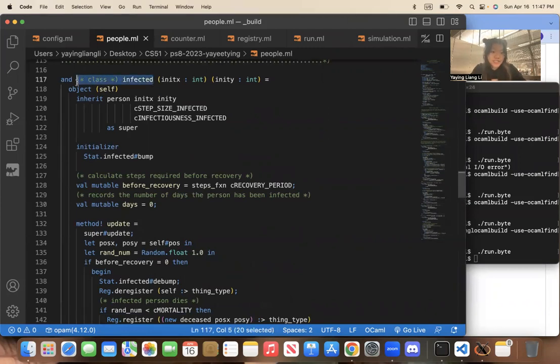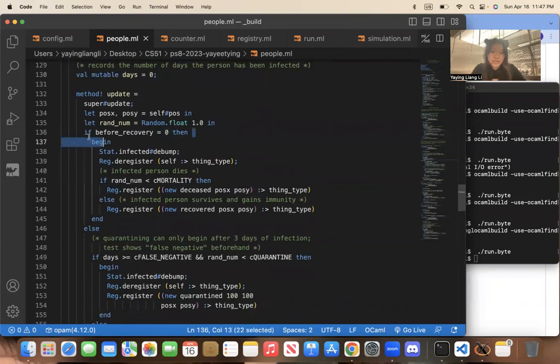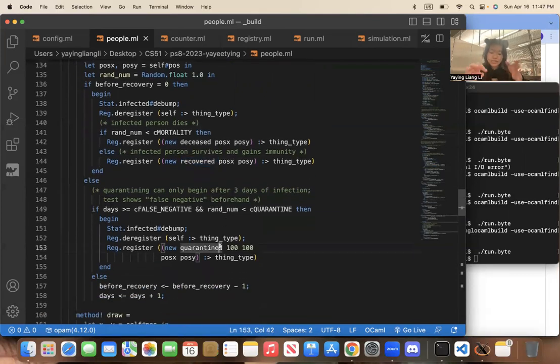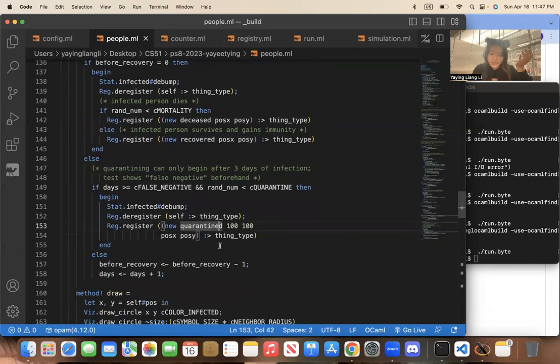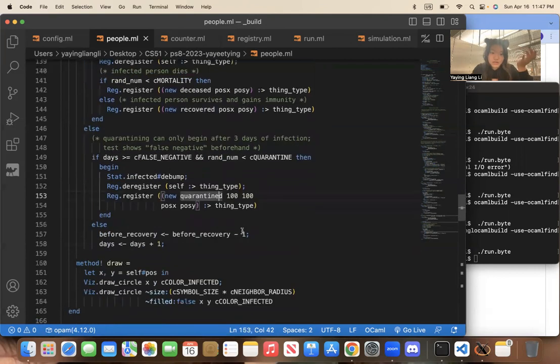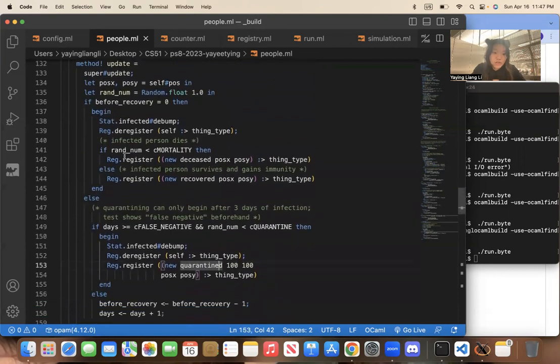So if we look at our infected class, we see that when the infected person is done being infected, they can either be part of the deceased class, meaning that they died from the infection, or they can be part of the recovered class, meaning that the infected person has survived and they have now gained immunity to the disease. But as we can see over here, as the infected person is still being infected, meaning their infection period is not over yet, they have the option of quarantining. So this is over here.